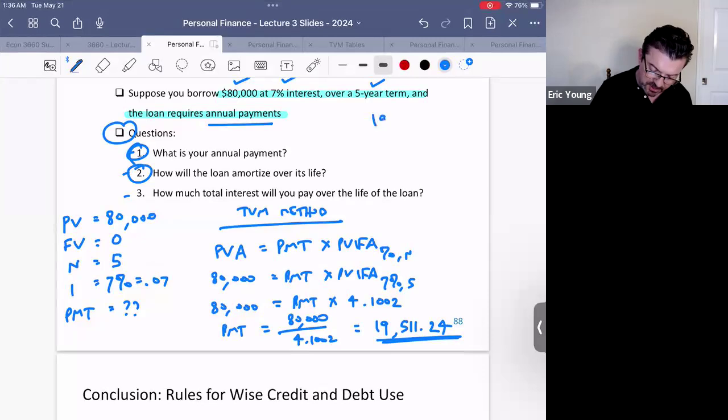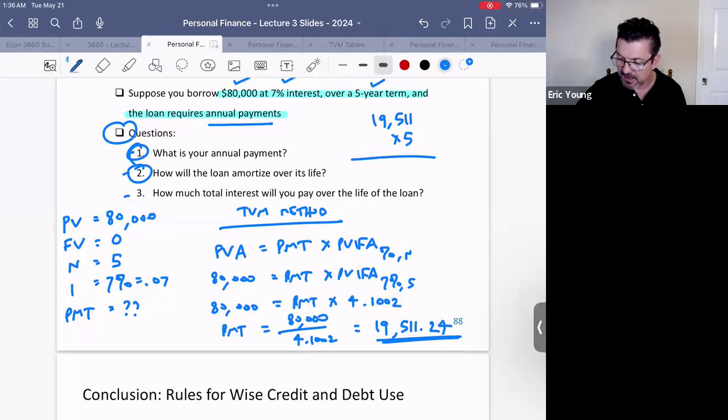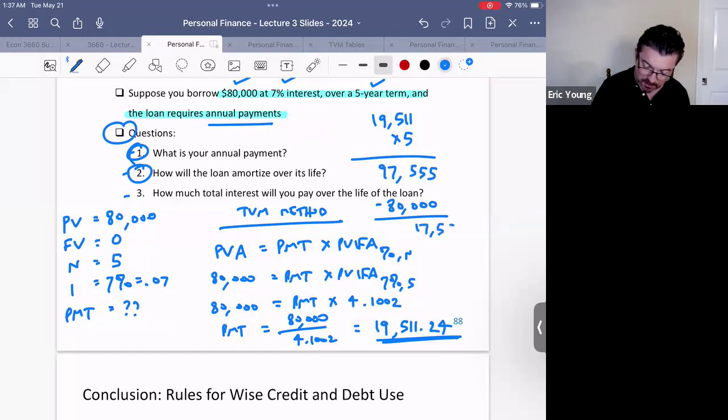And then our final question was, how much total interest will you pay? Well, you could simply do 19,511 times 5. If you do that, it is equal to 97,555. If you're paying 19,511 5 times, you're paying a total of 97,000, but only 80,000 was for the item that you bought. You subtract 80,000, and that means, my friends, that you are paying a whopping $17,555 in total interest, which should be causing you to think, is that an opportunity cost that I'm willing to bear, or could that money go to other uses?